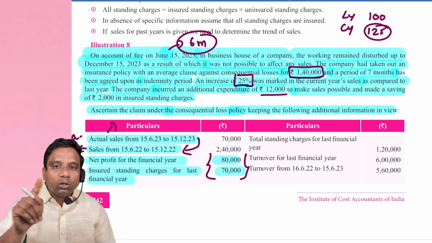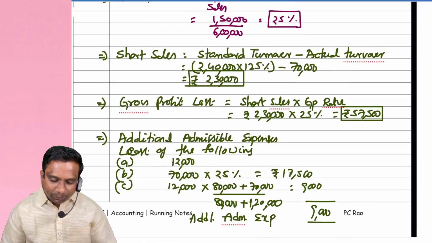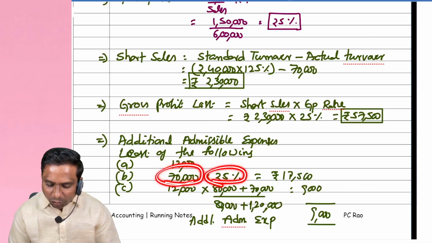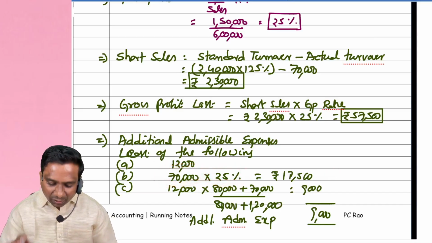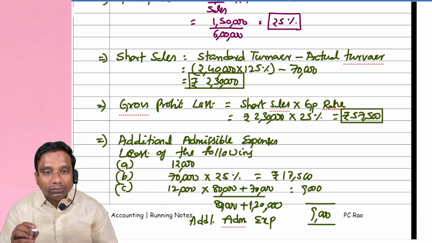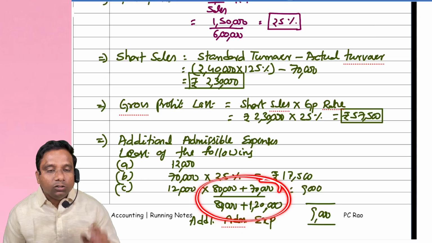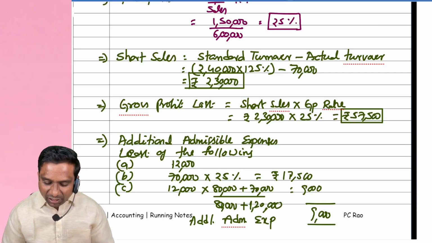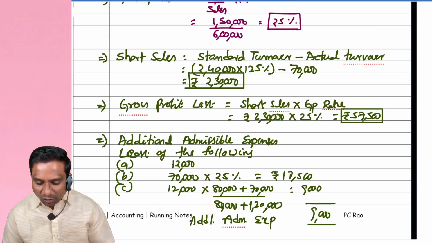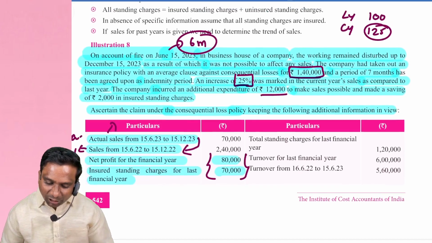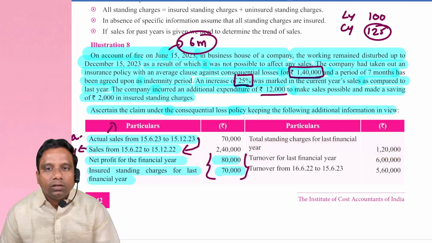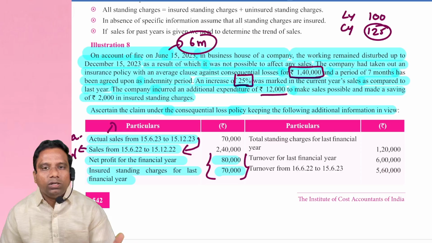Okay, so 70,000 into GP rate 25%. First one, 12,000 rupees additional expenses. Next, 70,000 into 25%, 17,500. Next, 12,000 into this formula, which is very important. The numerator, what do we take? 80,000 plus insured standing charges, 80 plus 70. Next, the denominator we take 80,000 plus 120. How did this 120 come? Tell me. Total standing charges for last financial year, 120.